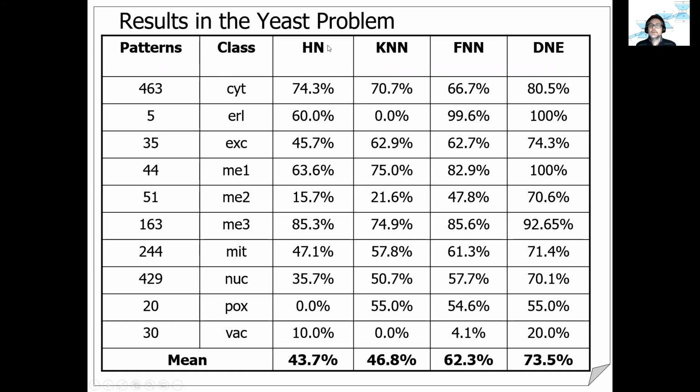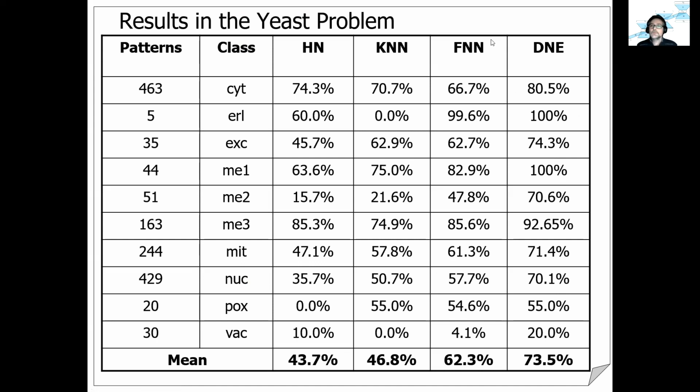HN is a model in the literature. It's based on probability. It's a probabilistic model. HN is the initials of the people who introduced the model, the Horton-Nakai model. It's called HN. It's a probabilistic network. KNN, classic K-nearest neighbor. FNN is a multi-layer neural network, and DNE is a diverse neural ensemble. And you can see the behavior. The performance increases as you move from probabilistic models to neural networks.